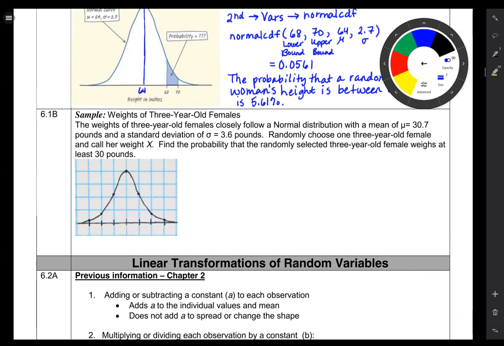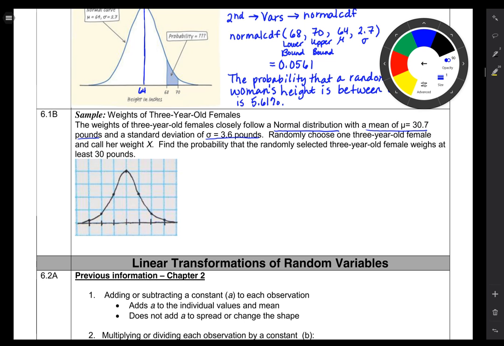This one is weights of 3-year-old females. The weights of 3-year-old females closely follow a normal distribution with a mean of 30.7 pounds and a standard deviation of 3.6 pounds. Randomly choose one 3-year-old female and call her weight X. Find the probability that the randomly selected 3-year-old female weighs at least 30 pounds.